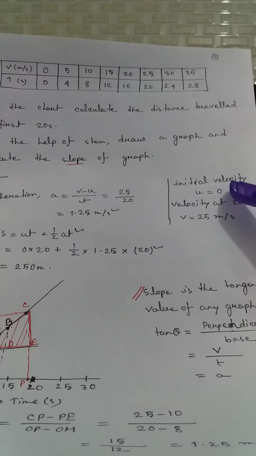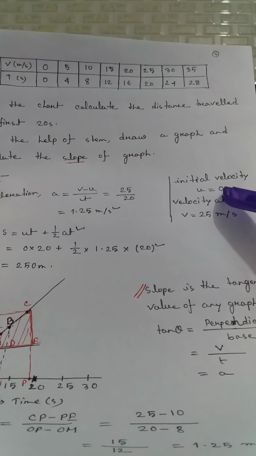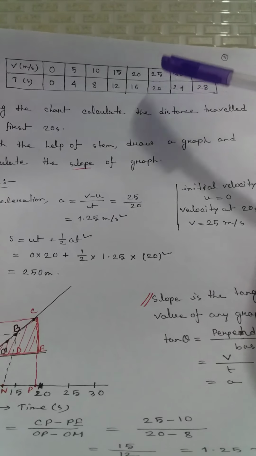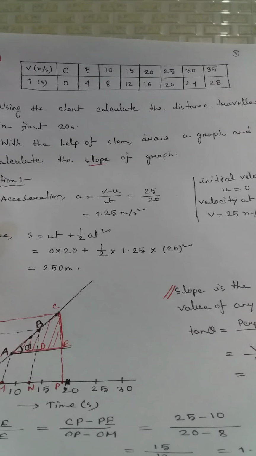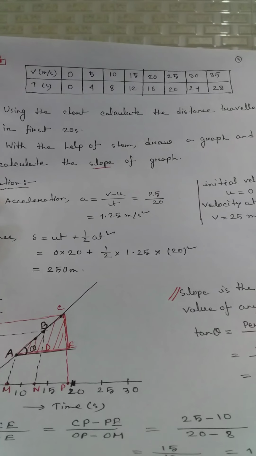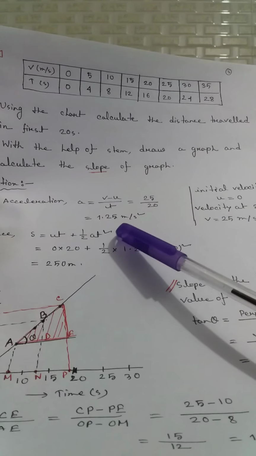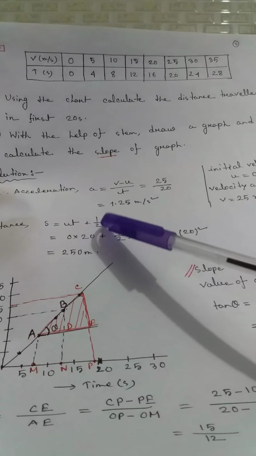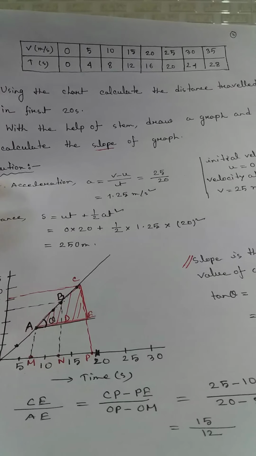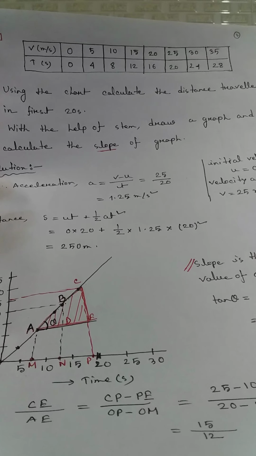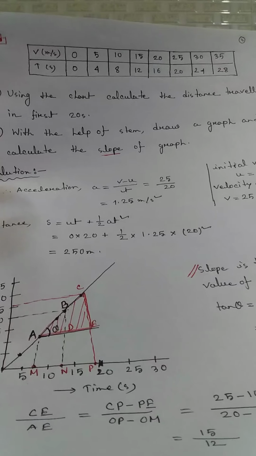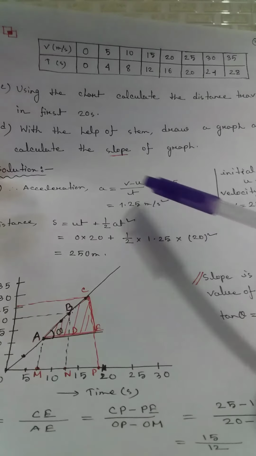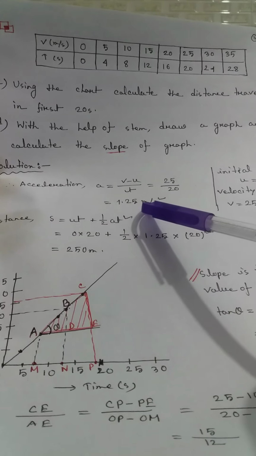In our question, the initial velocity is u equals 0, and from our graph the velocity at 20 seconds is 25 meter per second. So now we can calculate the distance. For calculating the distance, we use the equation s equals ut plus half a t square. The time is 20 seconds, but what will be the value of acceleration a? This is not given in the question, so we have to calculate the acceleration first. a equals v minus u divided by t. Applying this equation, we can calculate the acceleration.